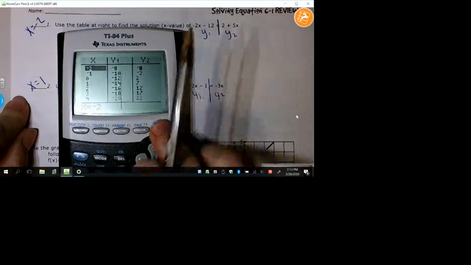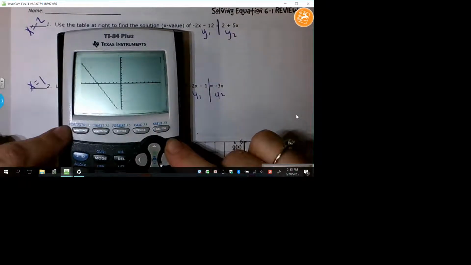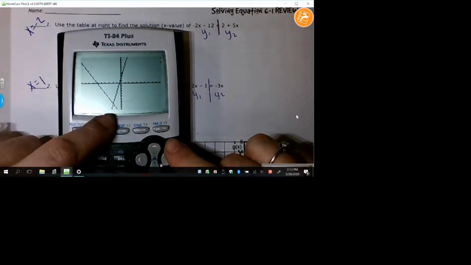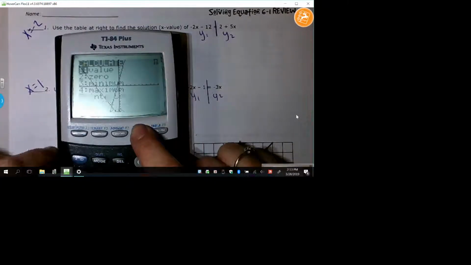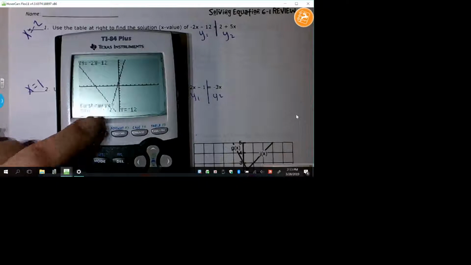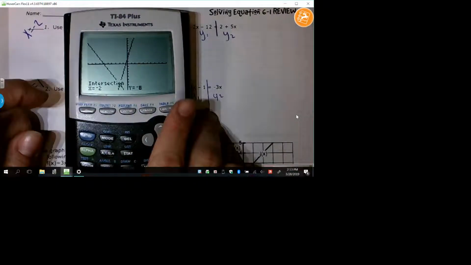Okay, you can also go to your graph, and we see that they touch at a negative answer, so you can scroll to the negatives, or you can hit second trace 5 for intersect, enter, and they touch at negative 2. So either of those ways will work.